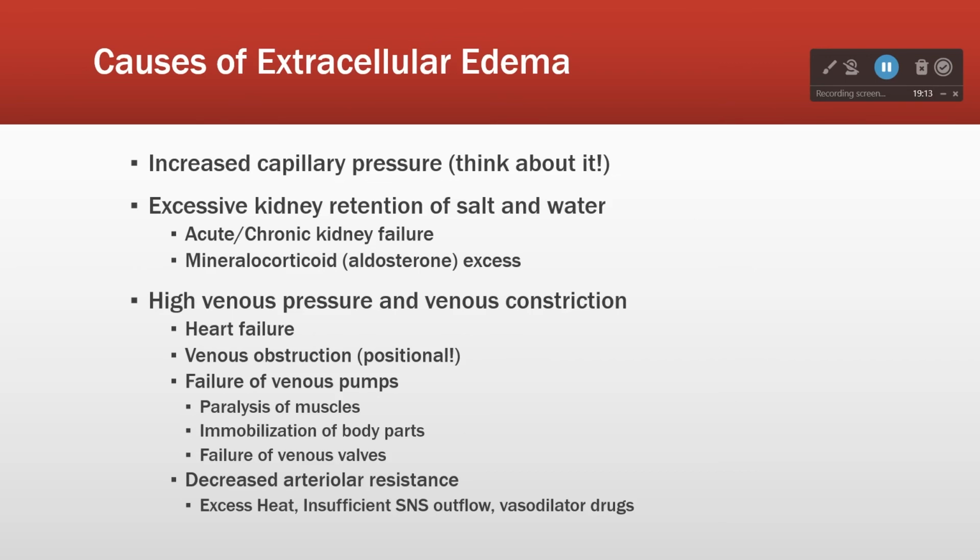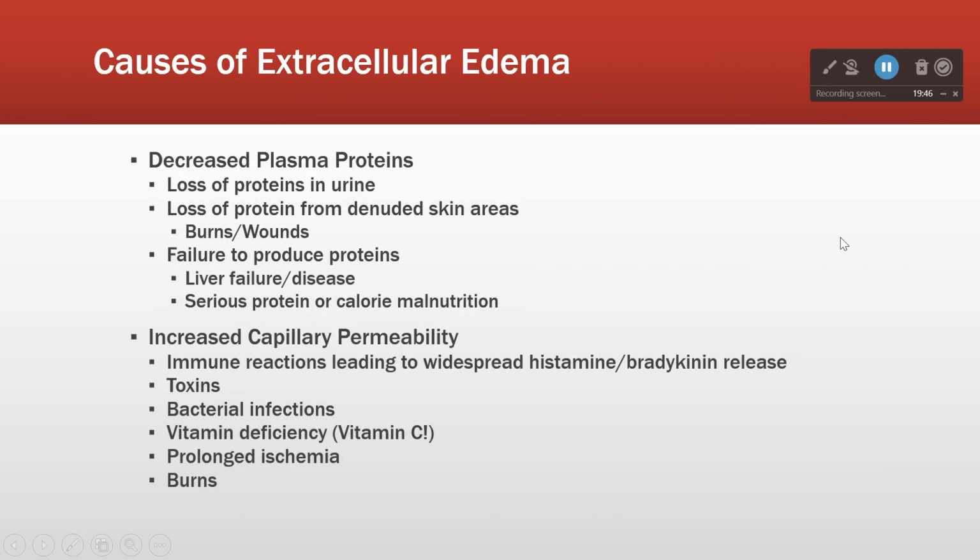Insufficient sympathetic nervous system outflow. Let's say you've got a spinal cord tumor, or you've had damage to your sympathetic nervous system from surgery or an accident. And then, of course, vasodilator drugs. One of the ways we treat hypertension is with vasodilation. So calcium channel blockers, for example, cause an increase in vasodilation, and they cause edema, particularly dependent edema. So another example of how medicines can make trouble.